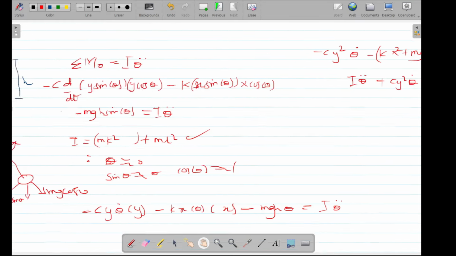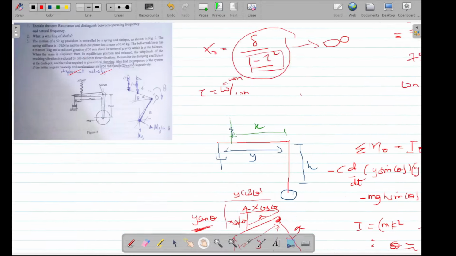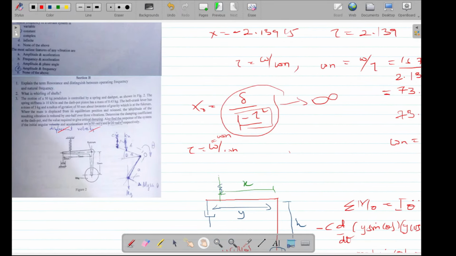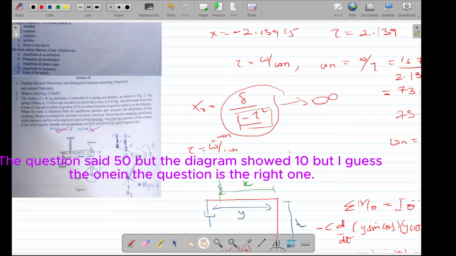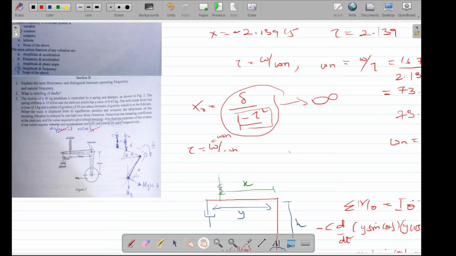So let's do our value substitution. So in the question, what else do we have? We have the mass. The mass of the pendulum is 50 kilogram, not the 10 kilogram shown. So this is the pendulum here, right? So 50 kg, not the 10 kg. And then we have spring stiffness to be 10 kilonewton.